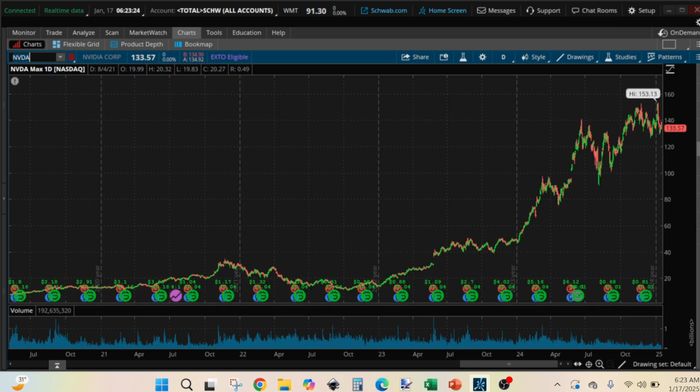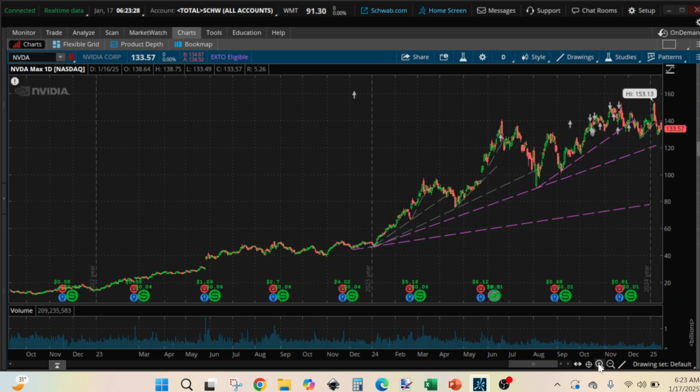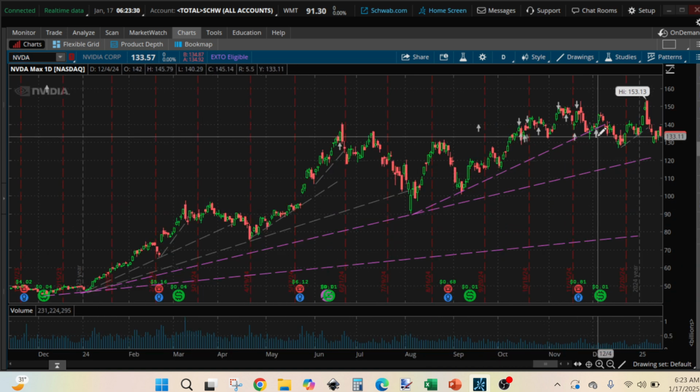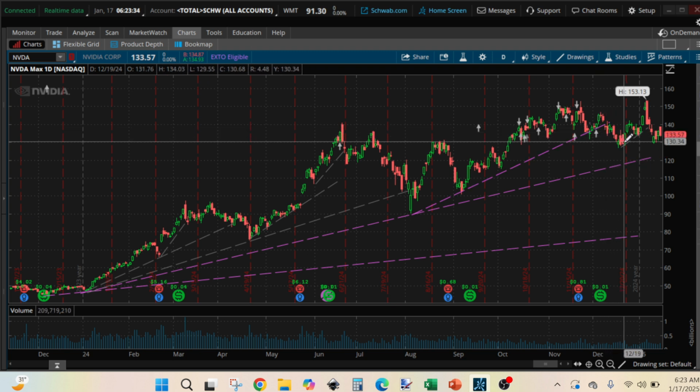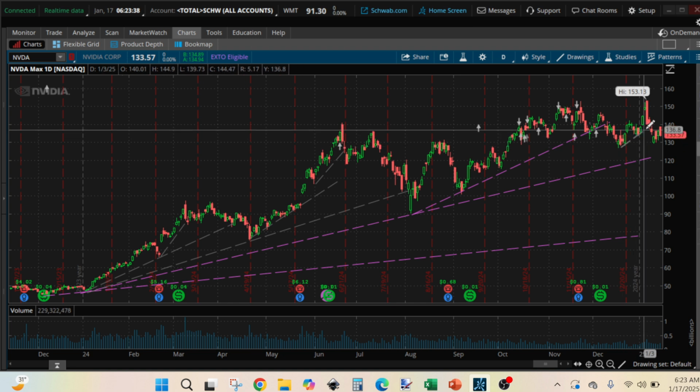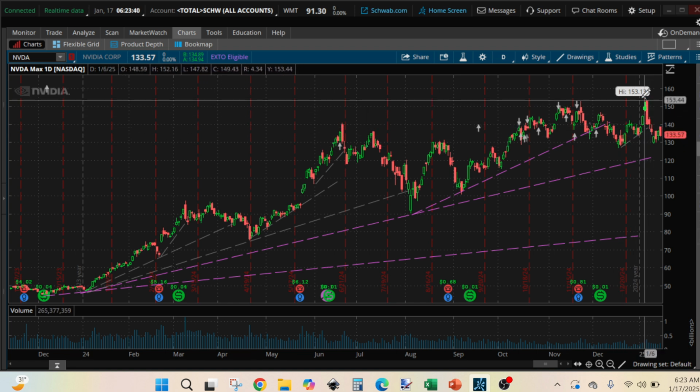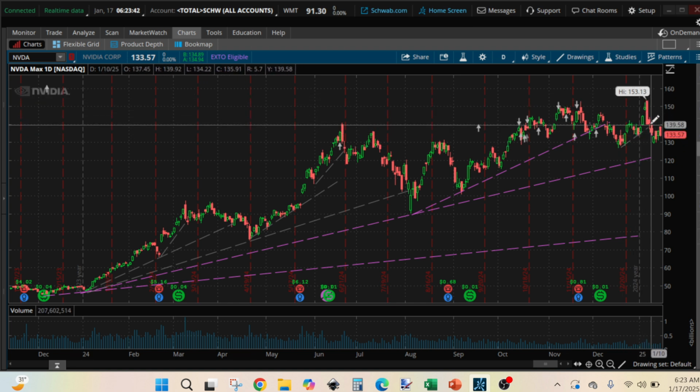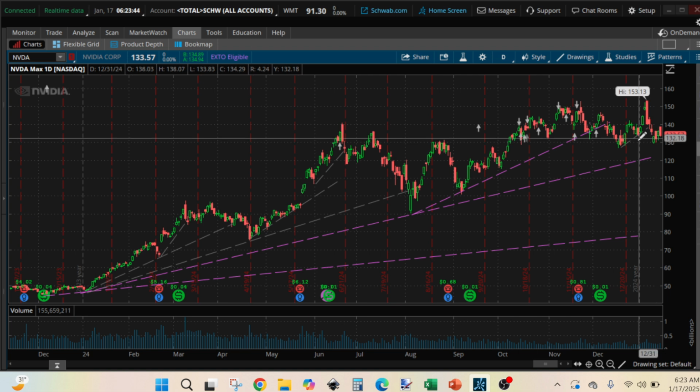NVDA. We have NVDA in our portfolio. That's why it's highlighted on our spreadsheet. We purchased it at this trend line. That trend line pretty much ended. A new one started and ended with that new high, which was a pullback, and it's been pretty much moving around that area.